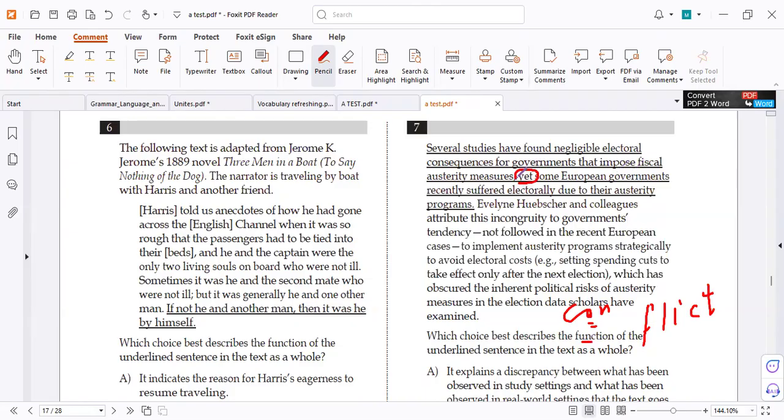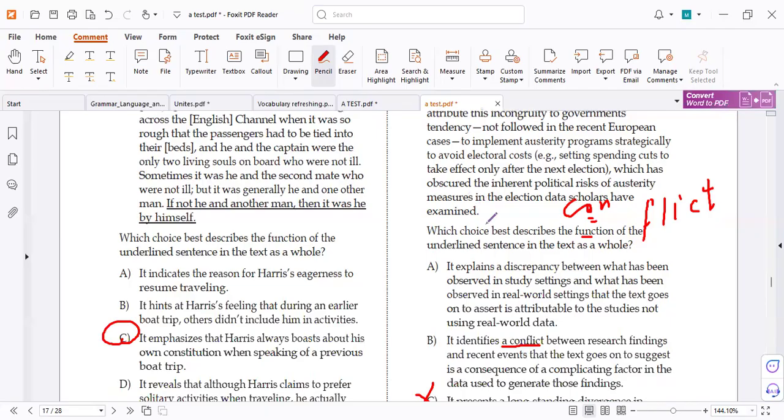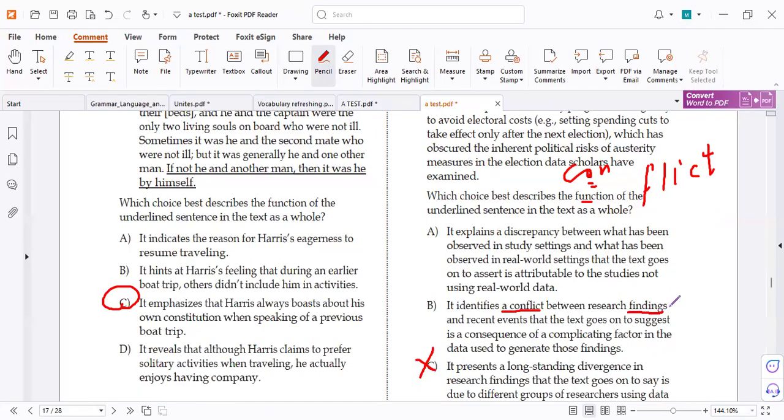Yet, look, yet opposite, conflicting. Yet some European governments recently suffered. They found that they impose fiscal austerity measures and they suffered electorally due to their austerity. It's opposite. You feel they put a lot of strict rules and they suffer from the effects of these rules. It's something opposite. So this was the conflict between the findings and the recent events. You see, is a consequence of complicated factors. So letter B, of course.